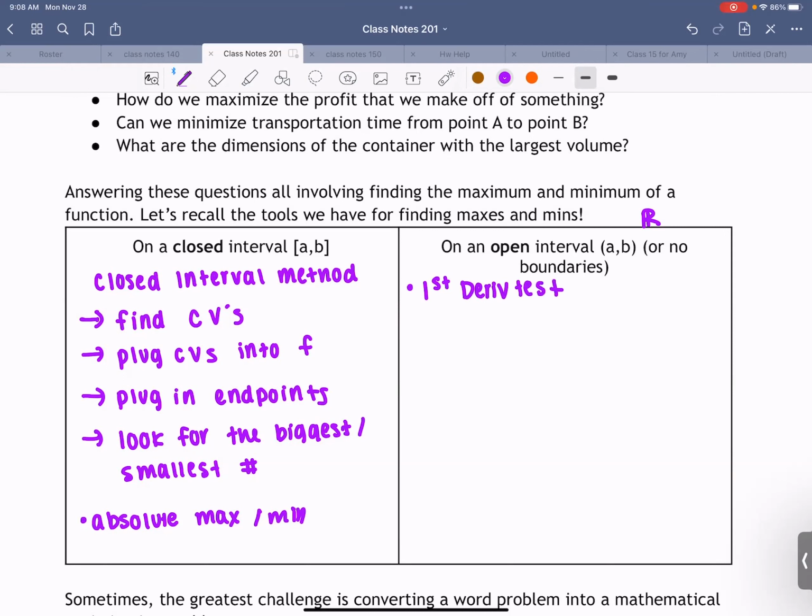All right, so we have the first derivative test. Okay, and can someone remind me what we do for the first derivative test? Put it on a number line and then you plug in numbers that are before and after the critical value that you're looking for. And if it goes from positive to negative, that's a max, and negative to positive is a min.